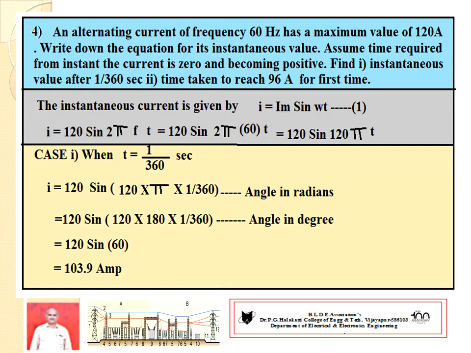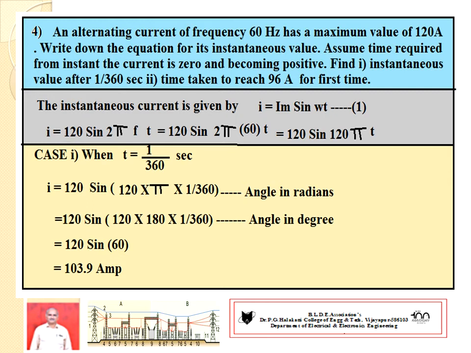Next problem, similar to previous problems, you try to understand. Such type of problems are available in VTU examination. An alternating current of frequency 60 Hz has a maximum value of 120 ampere. Write down the equation for its instantaneous value. Assume time is measured from the instant the current is 0 and becoming positive. Find the instantaneous value after 1 by 360 second. In the second condition, find the time taken to reach 96 ampere for the first time.